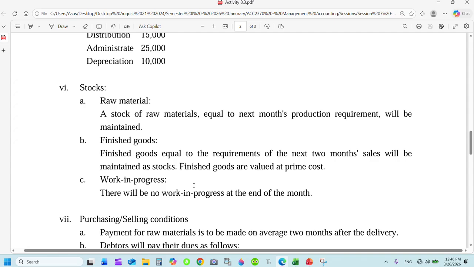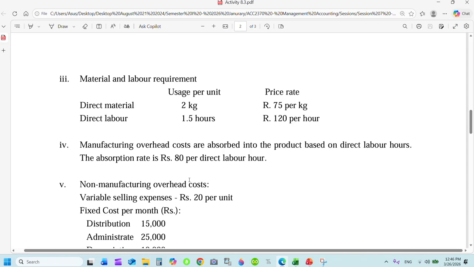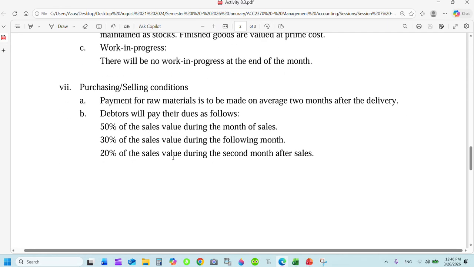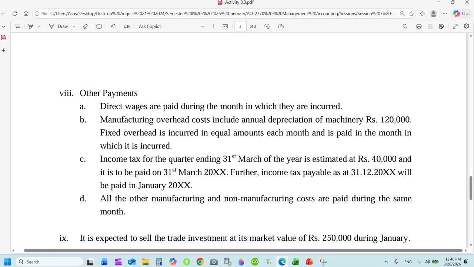We absorb using overhead absorption rate. Manufacturing overhead costs are absorbed into the production based on direct labor hours this much, right? But it is said in the latter part, you can remember, manufacturing overhead cost includes annual depreciation of 120,000.